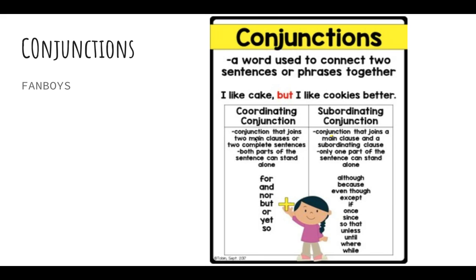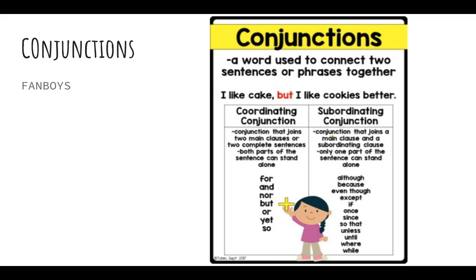So remember, if we have a sentence that says, I like popcorn and I like cake, both of those clauses can be sentences on their own. I like popcorn, I like cake. But we connected them using a conjunction and made it one longer sentence.